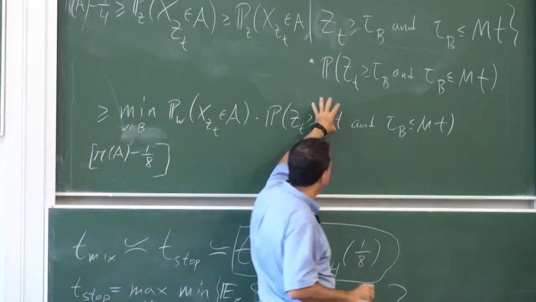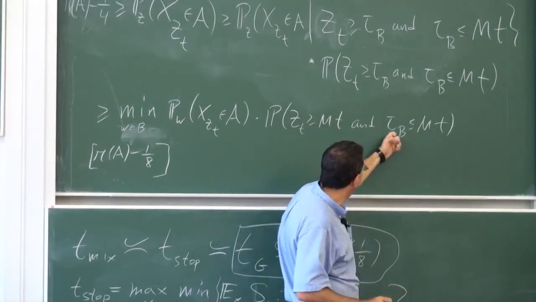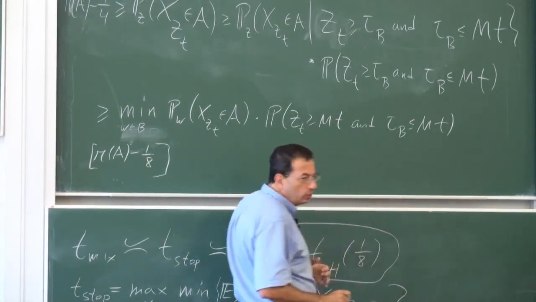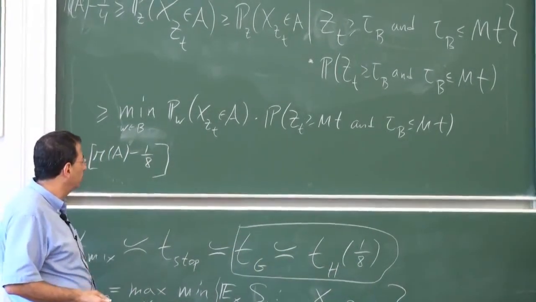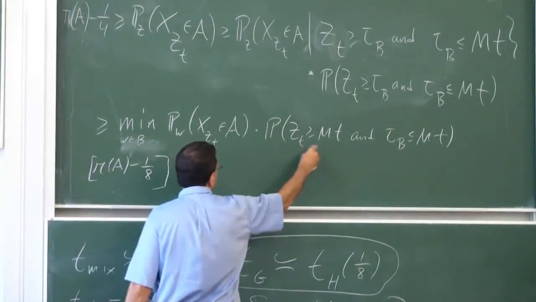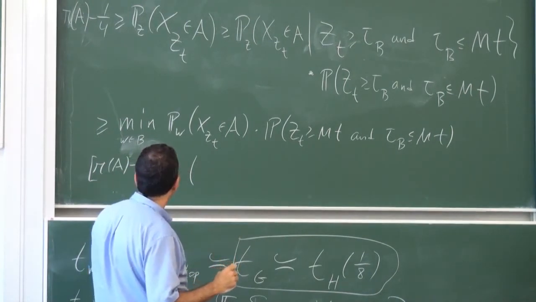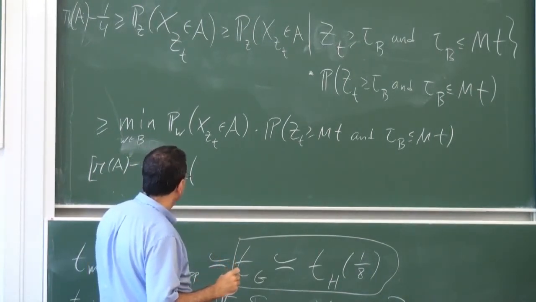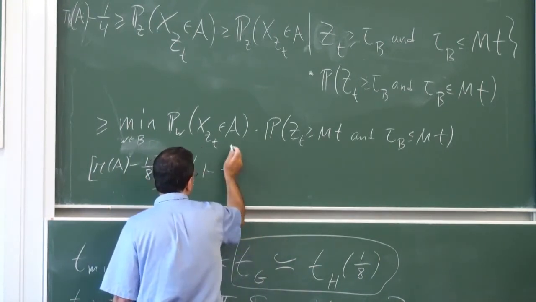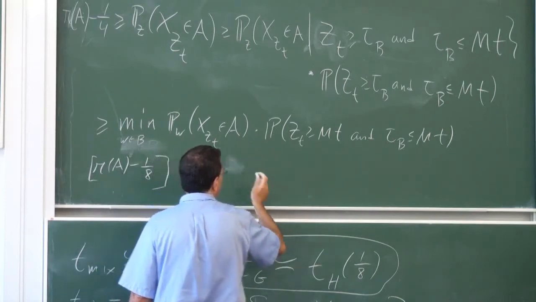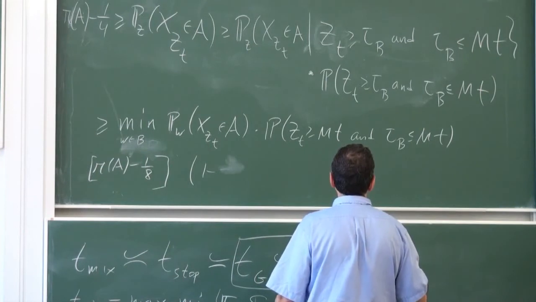Now these two events are independent because they involve different things. One involves the Markov chain, one involves Z_t. Now a geometric variable with parameter t, the probability that it takes any value is less than 1 over t. So this probability here, we want to bound from below. So this is at least 1 minus 1 over m. I mean, sorry, Z_t, what happened here?